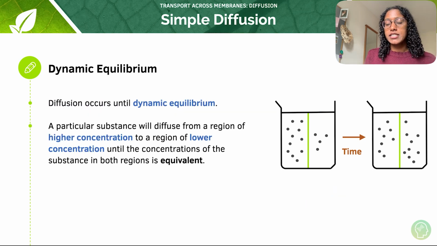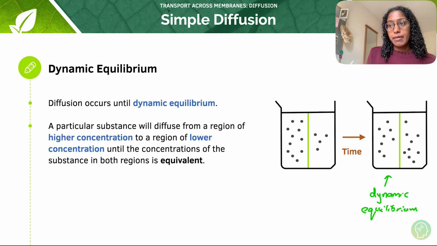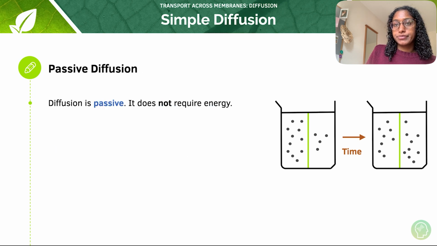So diffusion occurs until dynamic equilibrium. So this is dynamic equilibrium, i.e. where we have the same concentration of the substance on either side of the semi-permeable membrane. Okay, so diffusion is passive. It does not require energy.